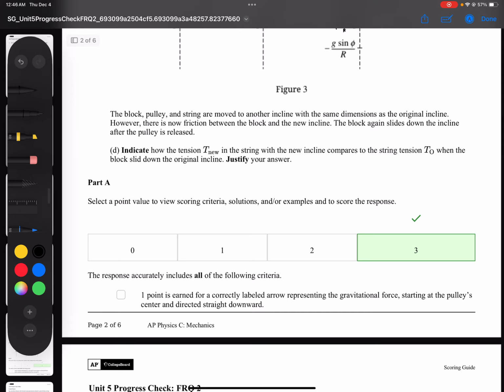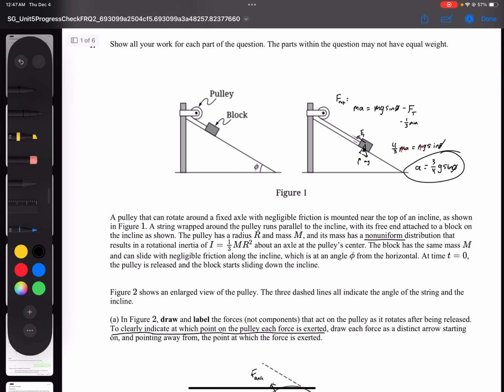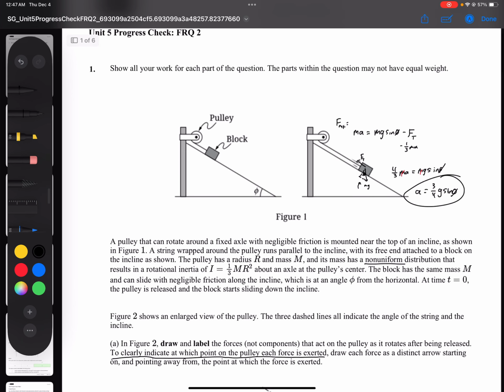For D, indicate. Now it's moved to another incline with the same dimensions. However, there's now friction between the block and the new incline. We need to compare the original tension in the string with the new tension in the string. And this time there is friction. This one's fairly easy to explain.